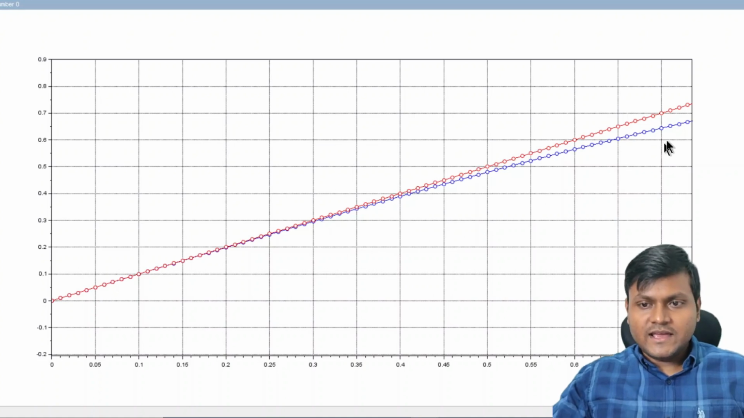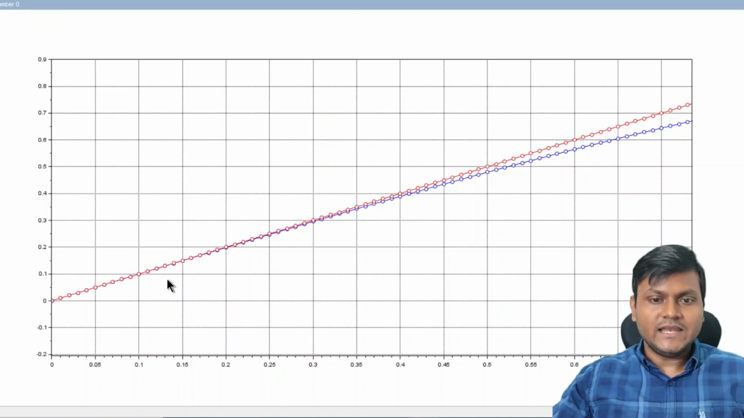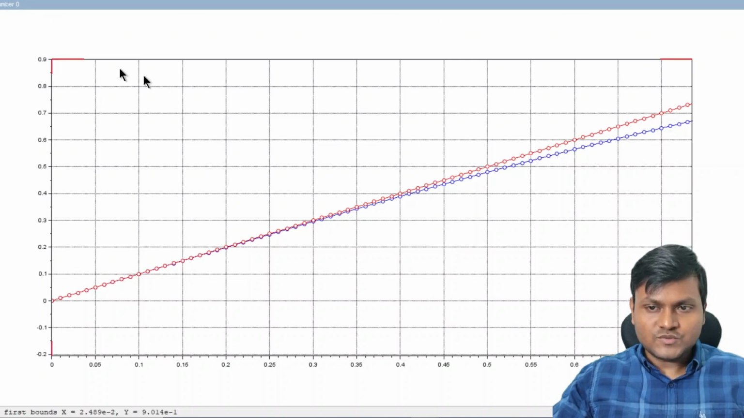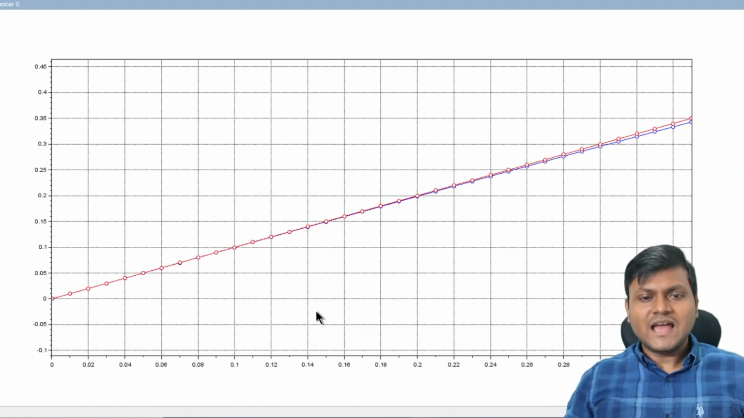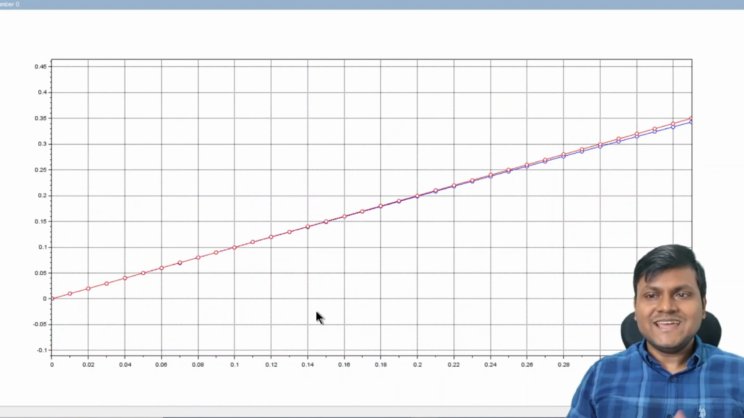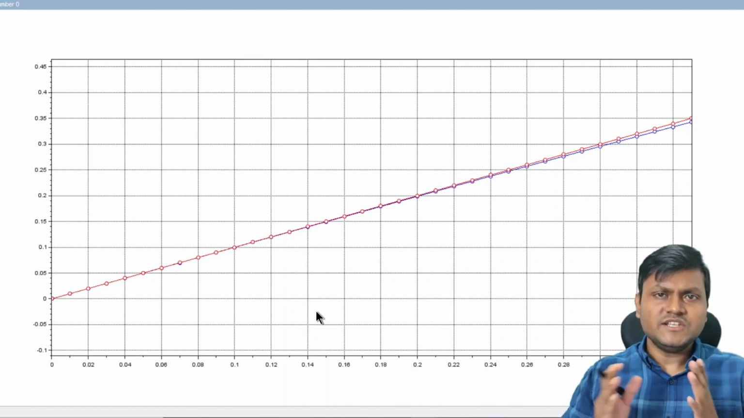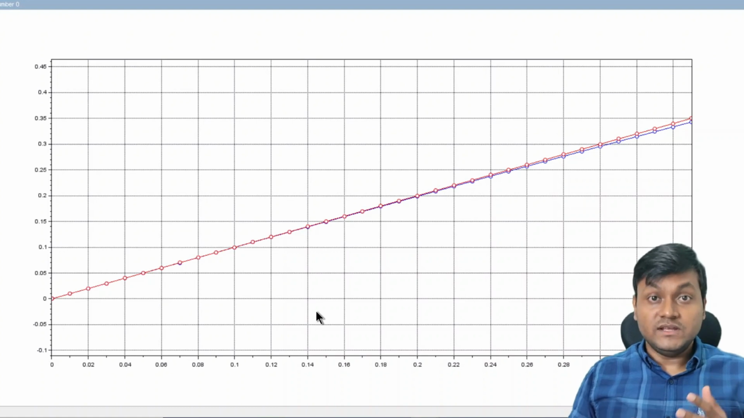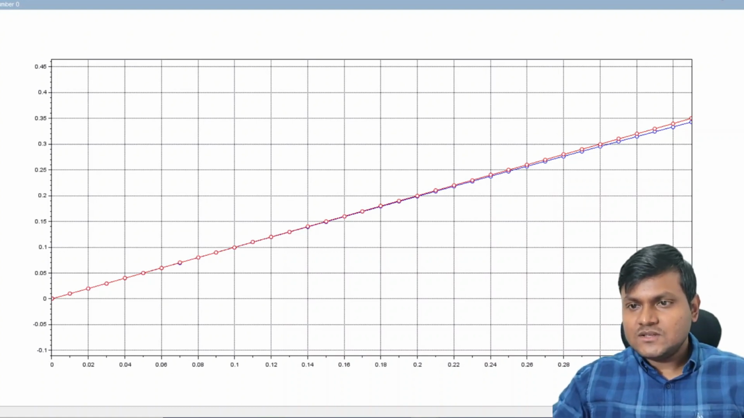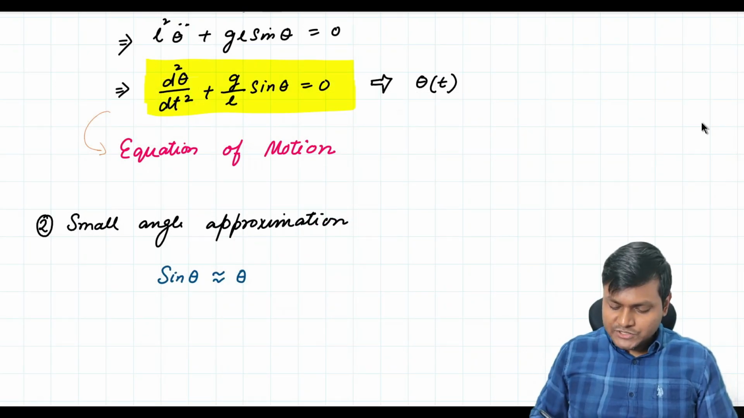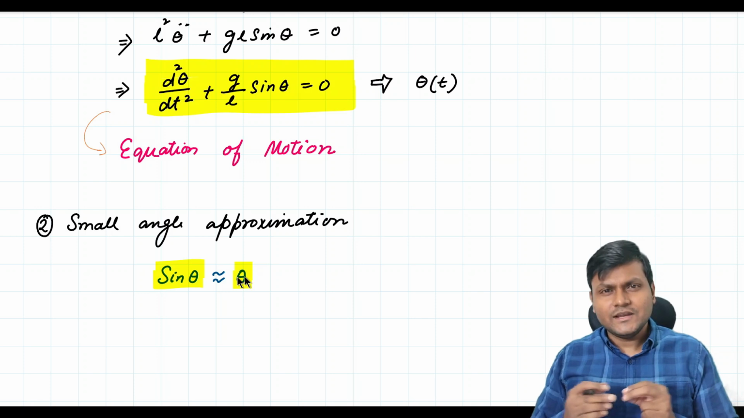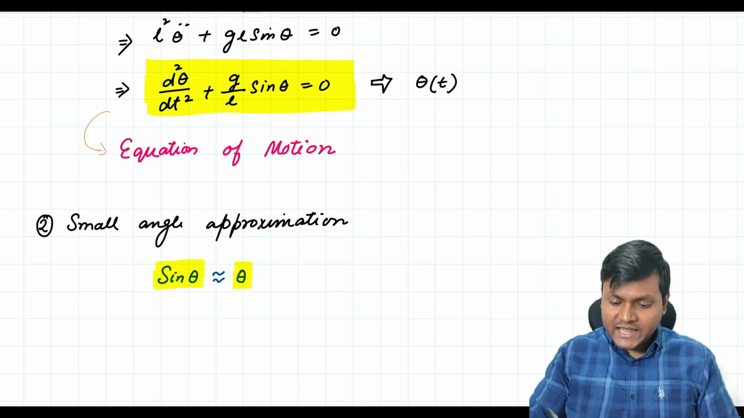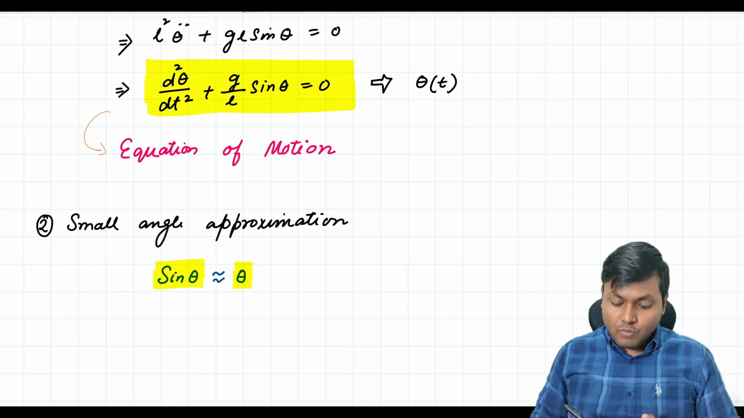So clearly, as theta is decreasing, sine theta and theta kind of coincide. If I even go to smaller angles, let's suppose from here to here, now both of them are kind of indistinguishable. So sine theta varies in such a manner that for very, very small angles, like let's suppose 5 degrees, 10 degrees, the function is almost equal to the variable theta itself. So coming back to our expression, as I showed, sine theta is near about equal to theta if angular displacement is very small. In that kind of a situation, how does the equation of motion look like?